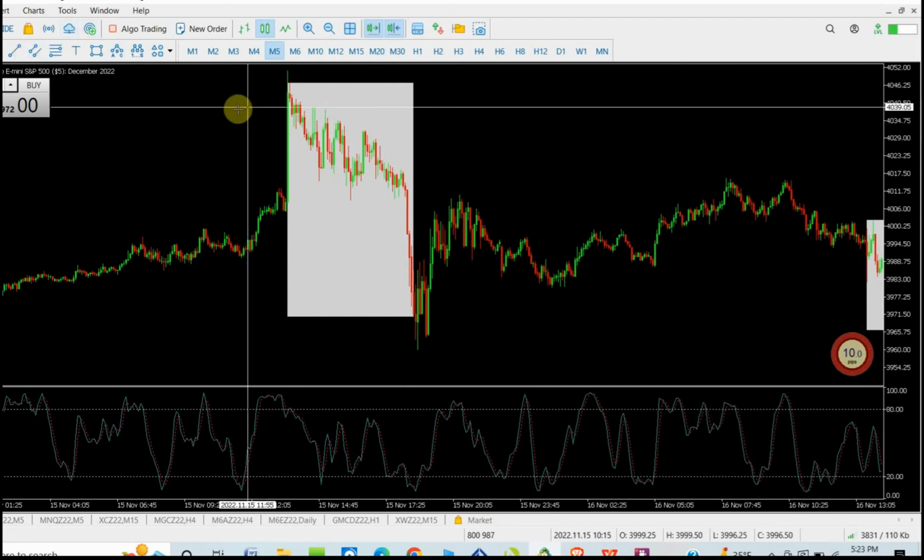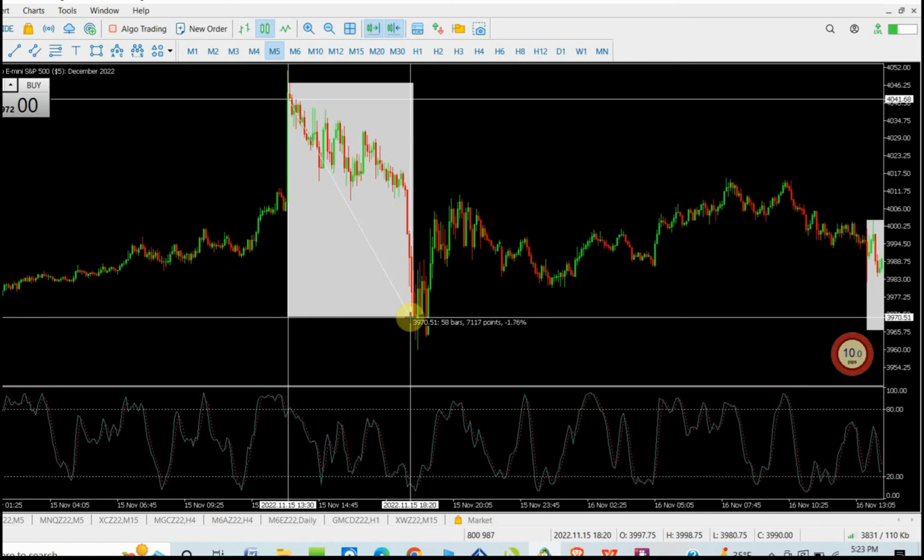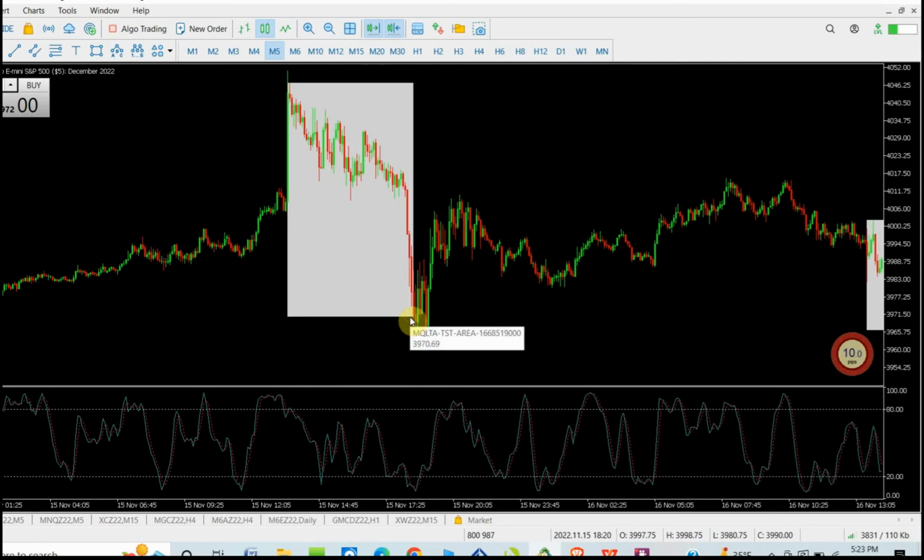And this ended up going just inside this box, ended up going for 71 points. So again, this is $350 a contract on this E-mini S&P. Okay, that's $350, because 70 times 5, $350 per contract on this E-mini.